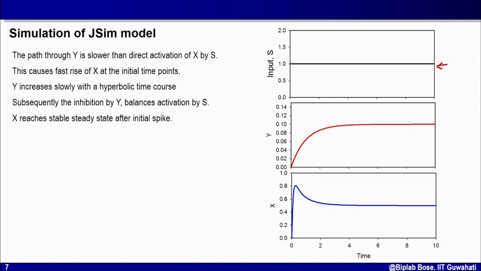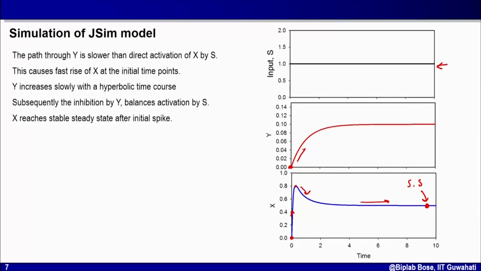So at t equal to 0, both x was at 0 and y was at 0. As I have given the signal, there is a sharp rise in x. X rises sharply with time, then reaches this peak, and then it falls. It falls and reaches a steady state value. So it reaches a steady state here. So initially there is a spike and then it reaches a steady state. Whereas y increases slowly just like a hyperbola and then reaches the steady state.